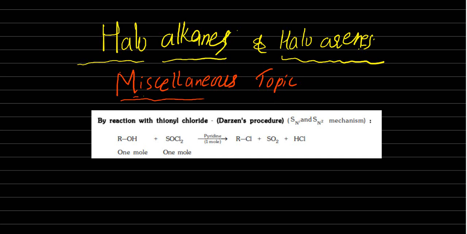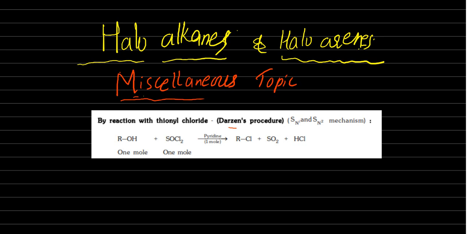Today's topic is haloalkanes and haloarenes, miscellaneous topics. Here the first one is the reaction with thionyl chloride. This is also known as Darzens' procedure. It will follow SN1 and SN2 mechanisms.